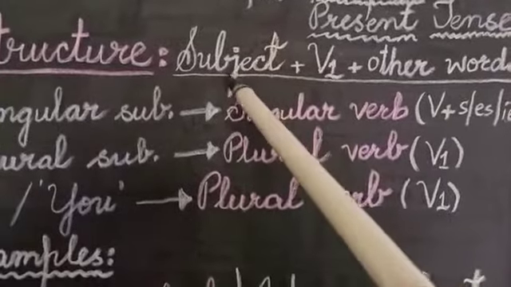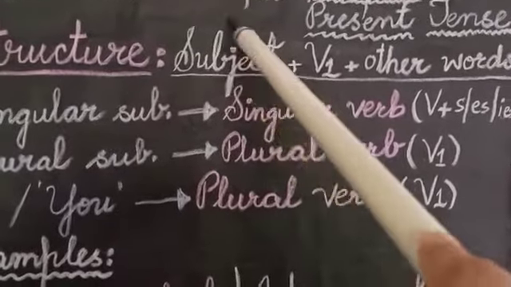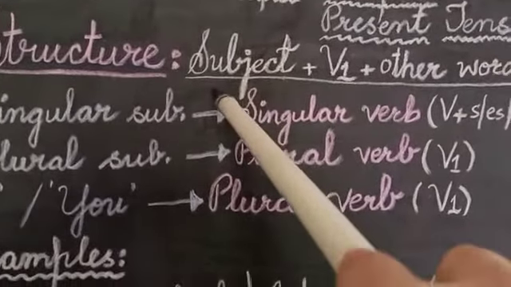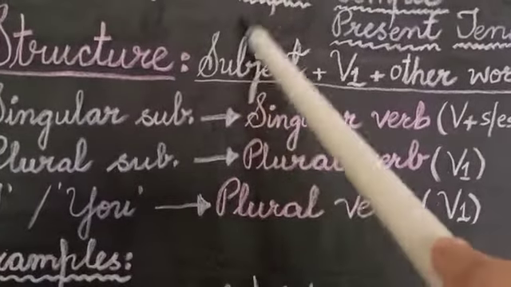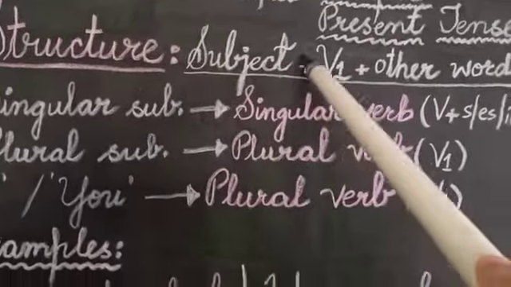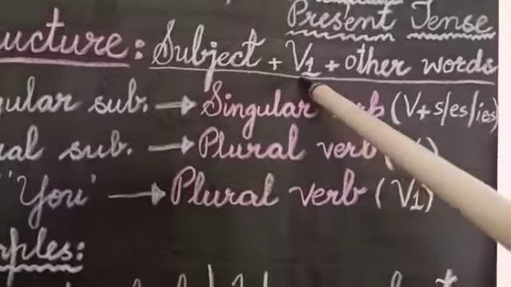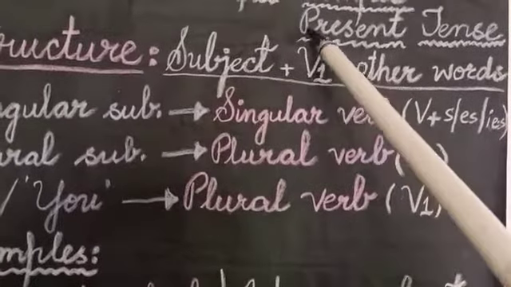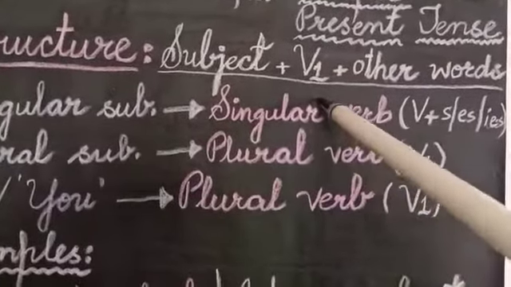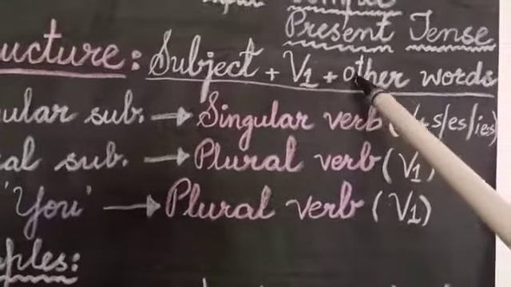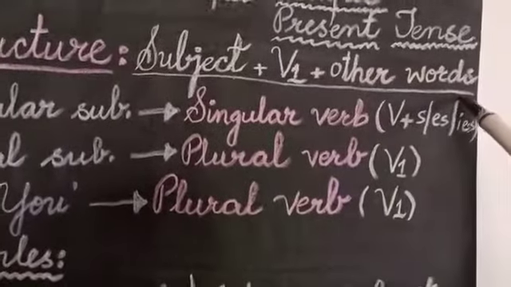Subject, you know, is the person who performs the action or the person about whom we are talking, about whom we are speaking. That is known as the subject. Then, the first form of the verb. And my dear students, you know verbs are action words, the words which express action. And then you can write the remaining words.